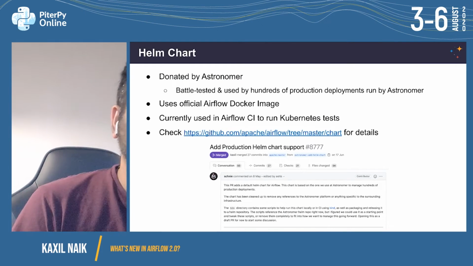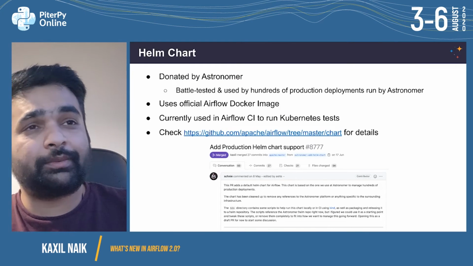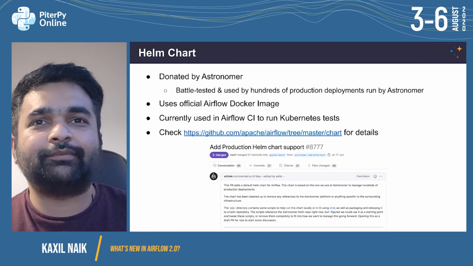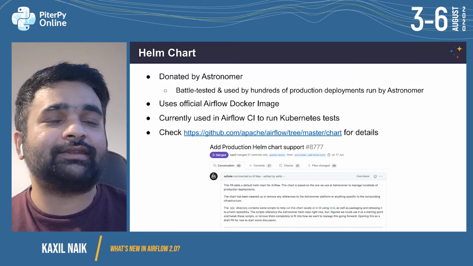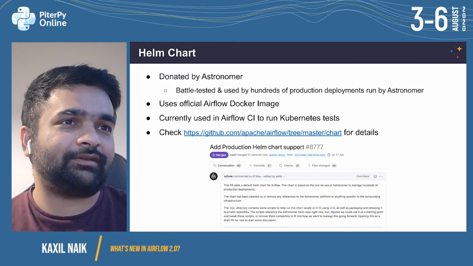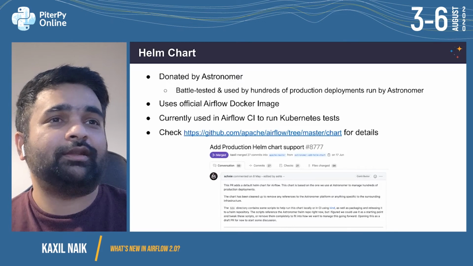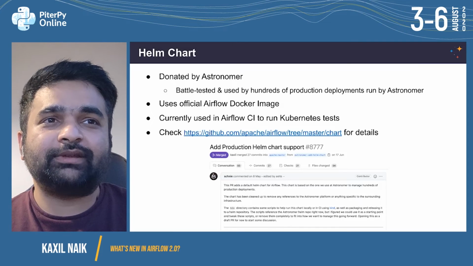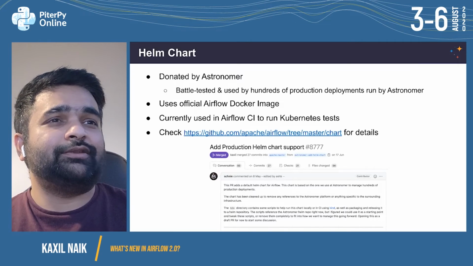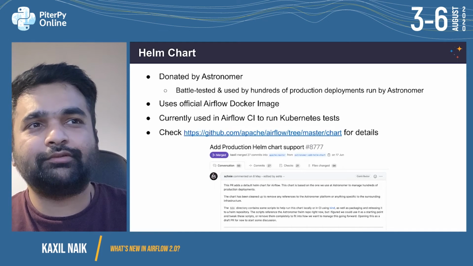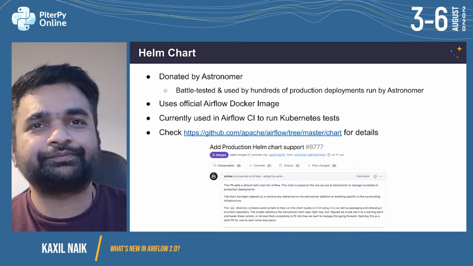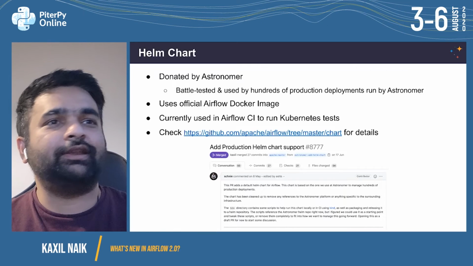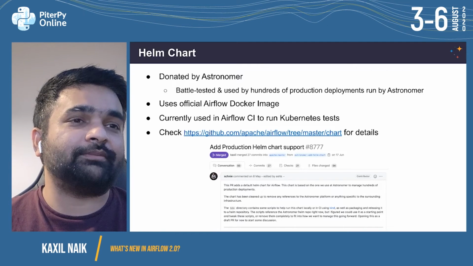Coming to the Helm chart. This was donated by Astronomer. Astronomer uses this Helm chart for all its deployments. It's beta tested and used by hundreds of production deployments run by Astronomer. It now uses the official Airflow Docker image. Currently, it's also used in the Airflow CI to run Kubernetes tests. Check the Airflow repo and open the charts directory to find more details about the Helm chart.